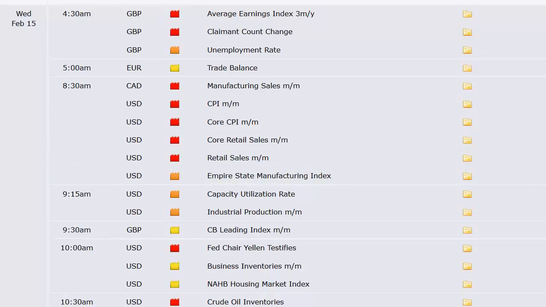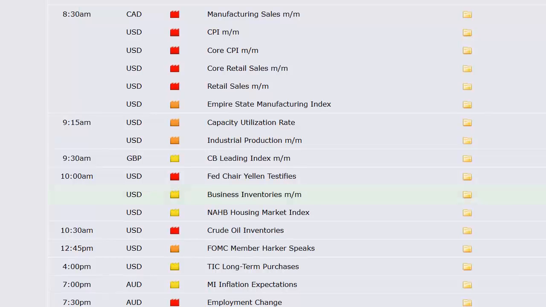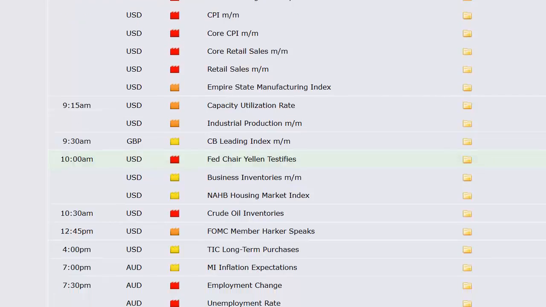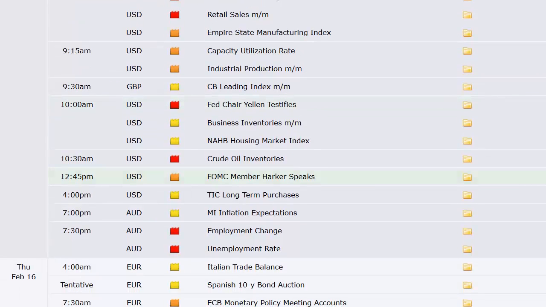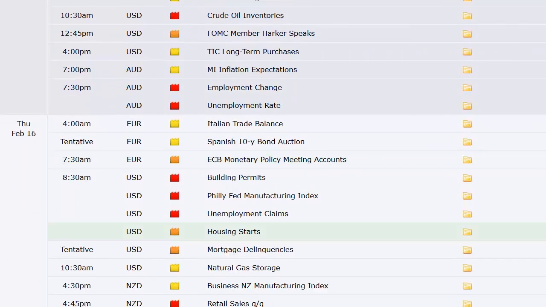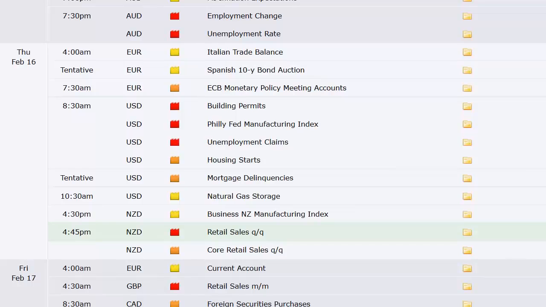Capacity utilization, industrial production, CB leading index out of the UK, Fed Chair Yellen speaking again, business inventories, housing market, crude oil inventories here in the US, Fed member Harker speaks somewhere. TIC long-term purchases in the US. Then Wednesday night, Australia's got their MI inflation expectations and their unemployment rate and employment change numbers.